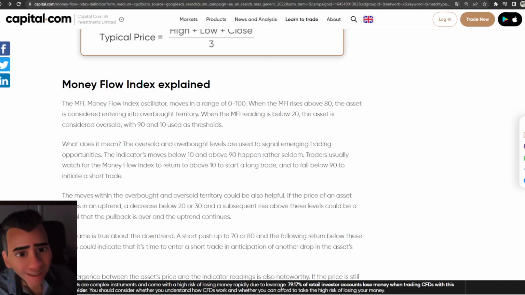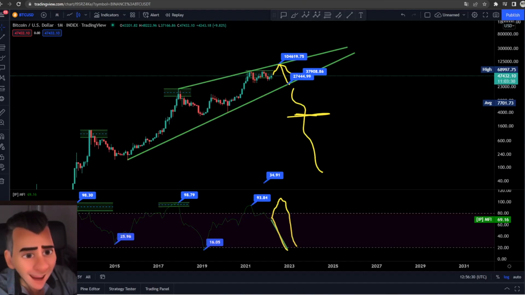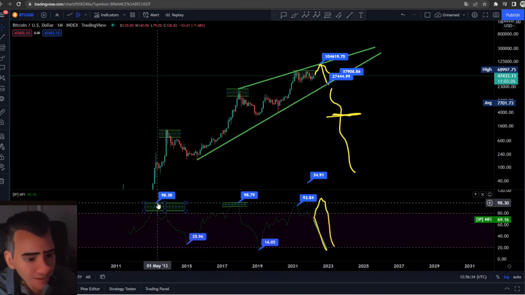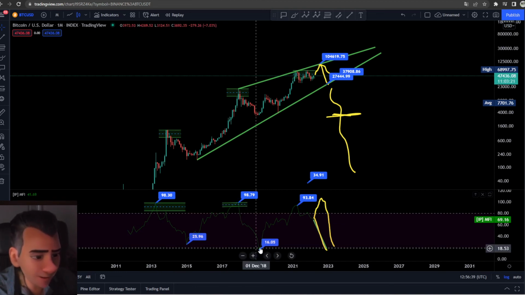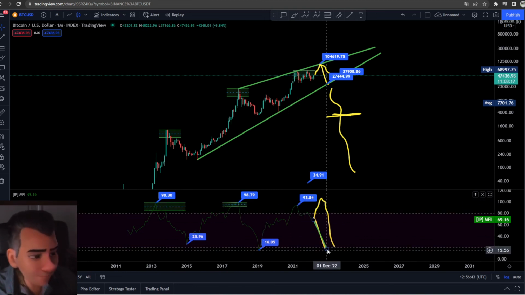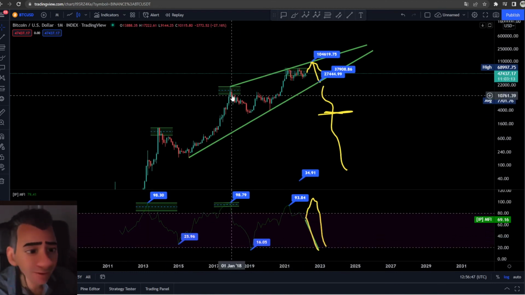So I hope you now know everything about the money flow index. I think it's really interesting stuff, because we saw it in history. We saw 98 points. After this, bam, we went down to 26. We saw 98 again, bam, we went down to 16. And now 93, maybe we go down again. Not impossible.